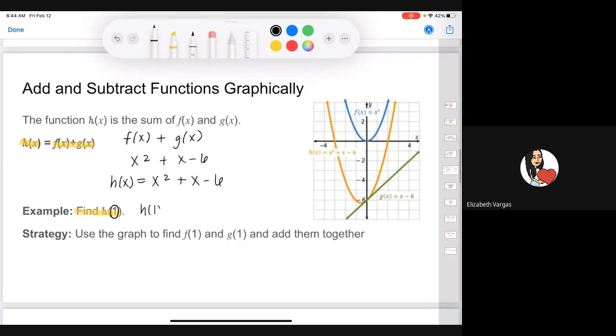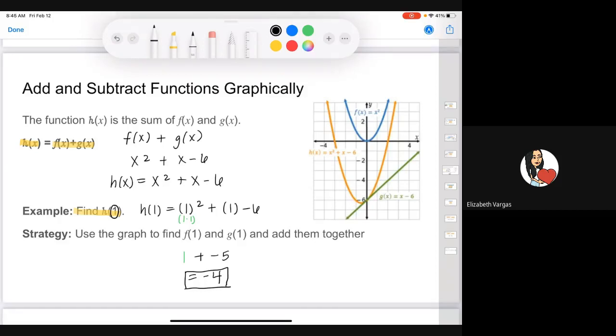Like this. Okay, and now we can go ahead and solve. What does this tell us? We're doing 1 times 1, 1, plus 1 minus 6, negative 5. 1 plus negative 5 equals negative 4. And so our answer is negative 4.